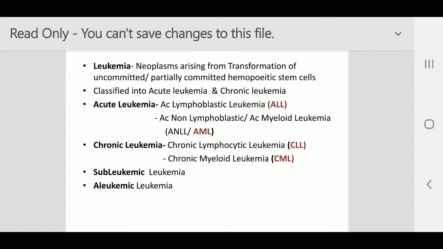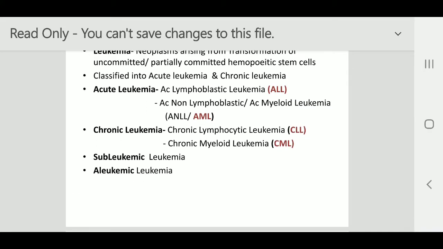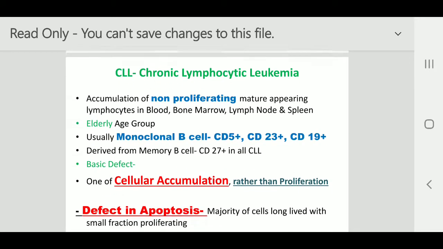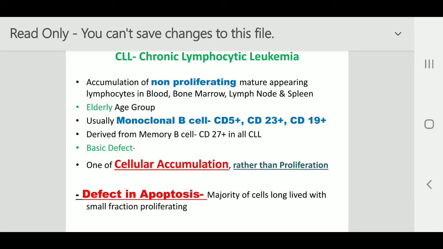Acute leukemias have been covered in your earlier lectures. They are also of two types. You have acute lymphoblastic leukemia, in which there is a proliferation of the cells of the lymphoblastic series, and the second is the acute non-lymphoblastic or the acute myeloid leukemia, in which there is a proliferation of the cells of the myeloid series. They have similar counterparts in the chronic leukemias, that is CLL and CML, and subleukemic and aleukemic leukemia. Now coming on to the first part of the lecture, that is chronic lymphocytic leukemia.